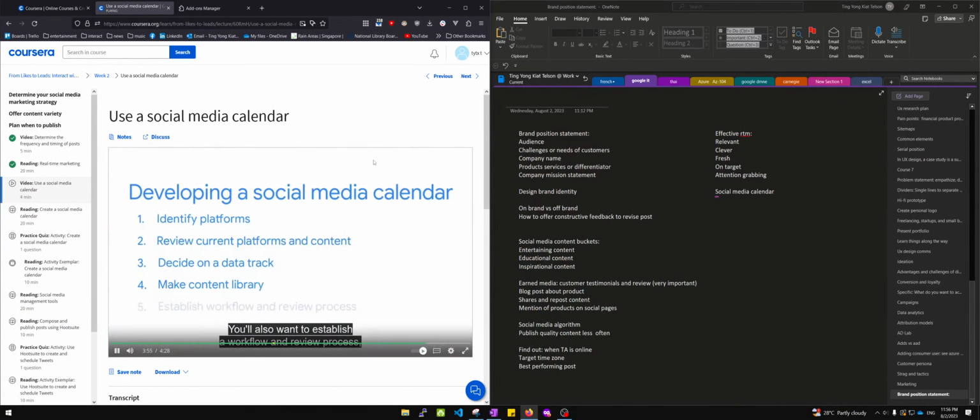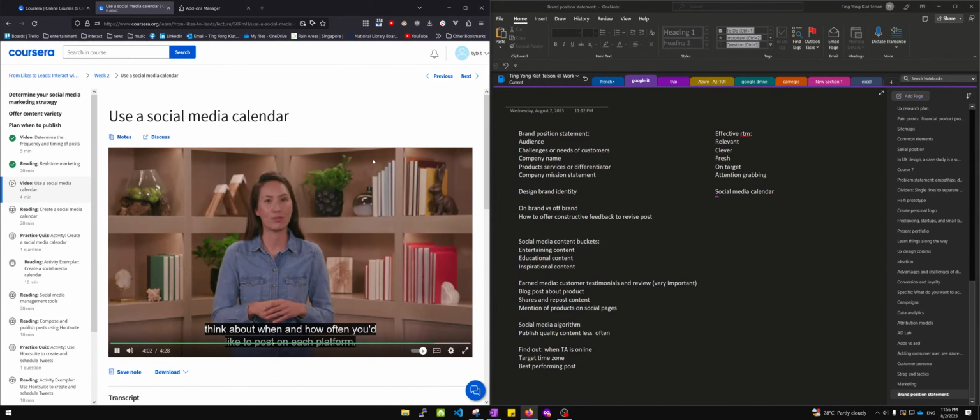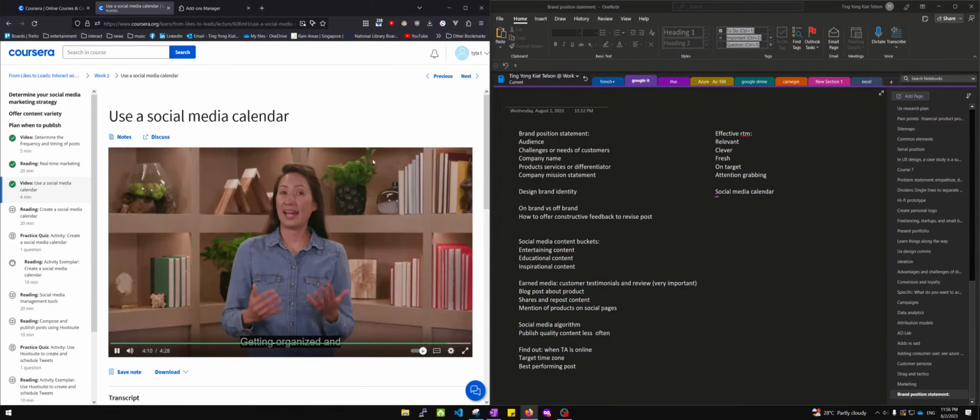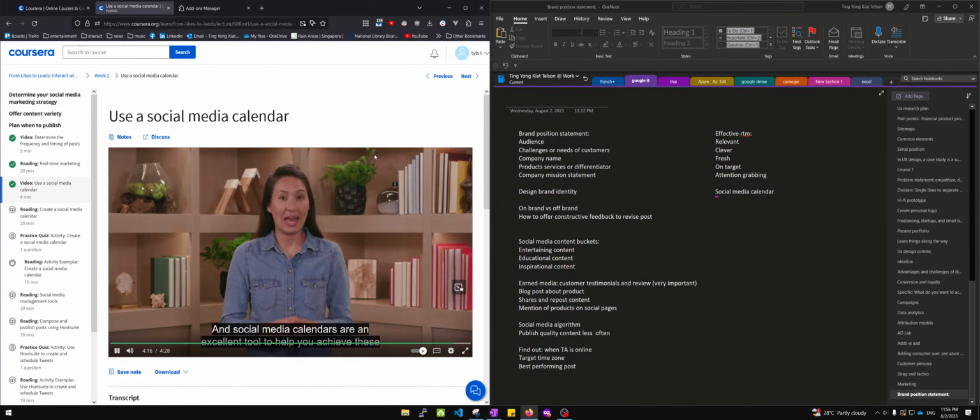You'll also want to establish a workflow and review process. Think about when and how often you'd like to post on each platform, who will review and approve content, and how you will develop new content. Now you're ready to start crafting and scheduling your posts. Getting organized and proactively planning your work can greatly improve the result of your campaigns. And social media calendars are an excellent tool to help you achieve these goals. You'll get to practice creating your own social media calendar a bit later.